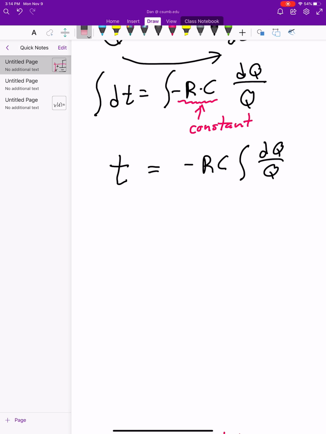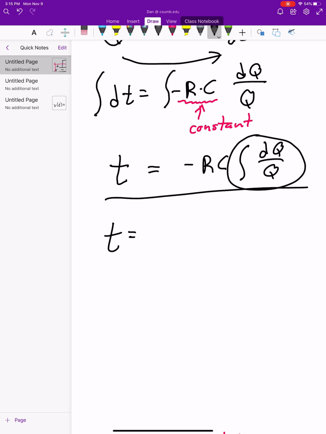Starting from this equation here, I am going to solve it, and when I integrate this, I need to make sure I include a constant term. The R and the C are constants outside, so they're unaffected. And then there's a natural logarithm of the charge q, because when you integrate dq over q, that's what you're going to get as the natural logarithm.